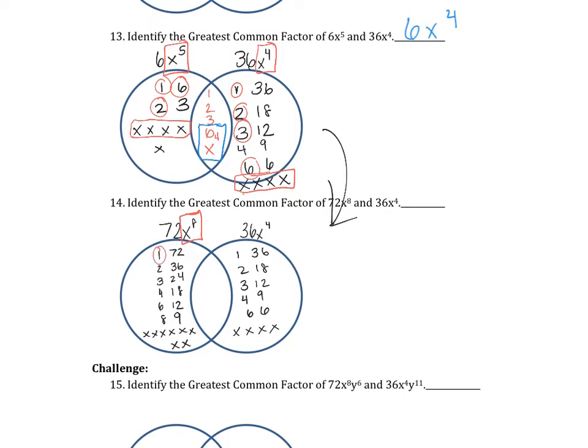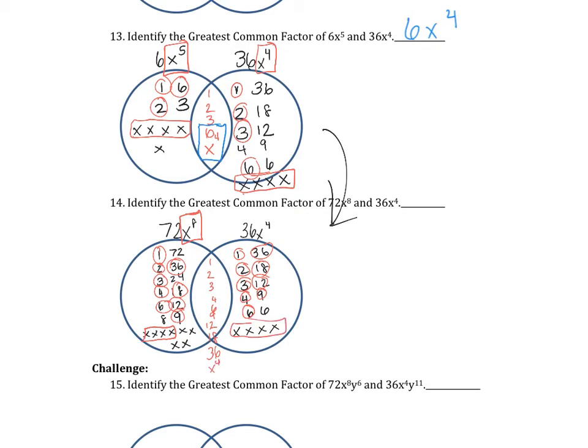Okay, so I have 1's in common. I have 2's in common. I have 3's in common. 4 in common. 6 in common. 9 in common. 12 in common. 18 in common. I'm going to have to keep going down here. And lastly, 36 in common. And then we have 4 x's in common. So I'm going to write x to the 4th.